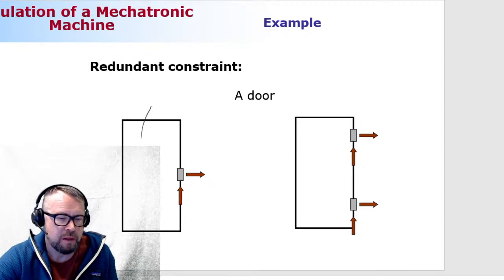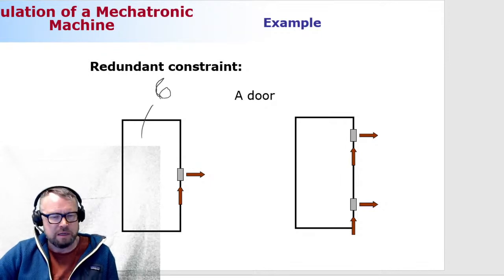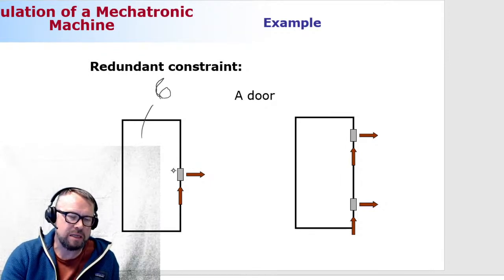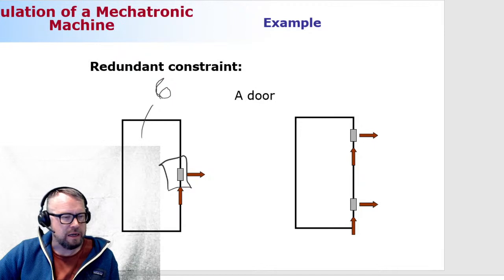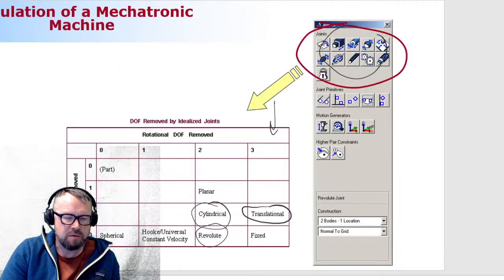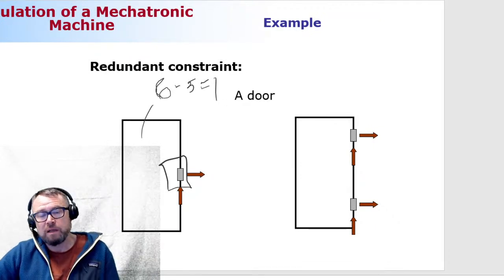So if this is a spatial body, it needs 6 generalized coordinates, because it can move in 6 different ways. And now I'm going to constrain this door to the ground by using a revolute joint, which is located in the middle of the door. Like we learned in this slide here, a revolute joint, which is this one here, needs 5 constraint equations. So 6 minus 5 is 1 degree of freedom, right?